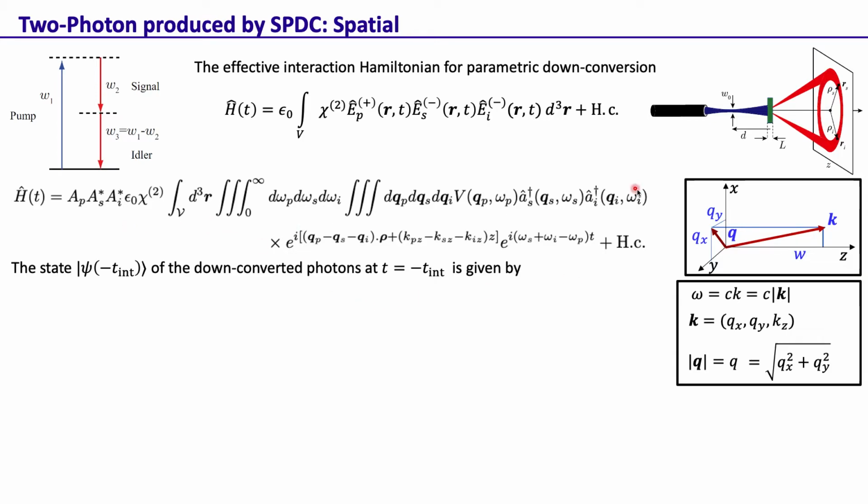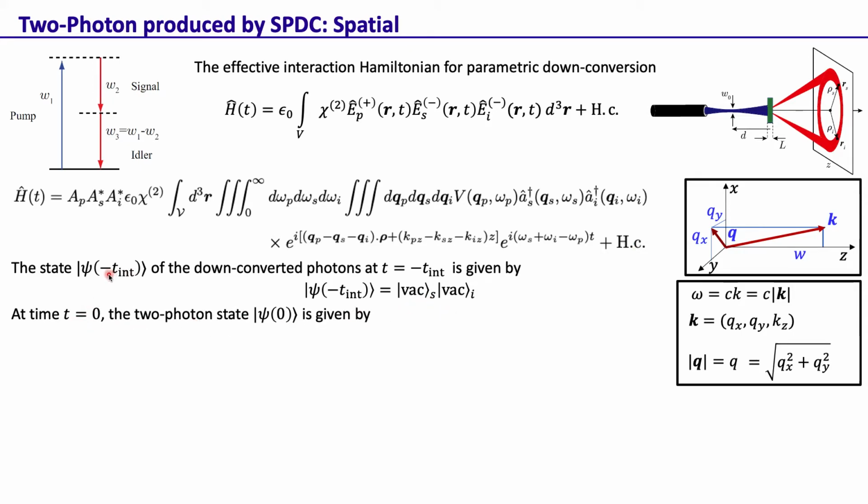So that's the Hamiltonian, and now we want to derive the state that this interaction produces. Again, as we had done earlier, the state of the two photons right at the beginning of the crystal, that is at psi at minus t interaction, is given by vacuum S, vacuum I. That means no photon in the signal mode, no photon in the idler mode. So that's the vacuum S, vacuum I.